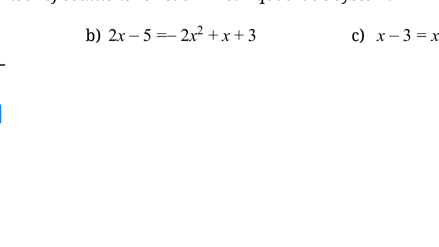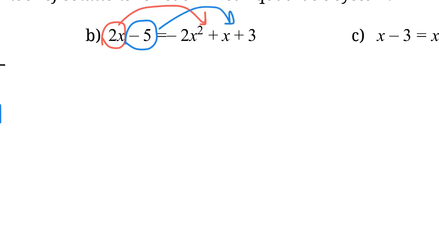Okay, we're going to repeat the same thing with question B. So first thing we need to do is move over all of our terms onto the same side. So again, I'm just going to take my 2x and move it over to the right. And I'm going to take my -5 and move that over to the right as well.